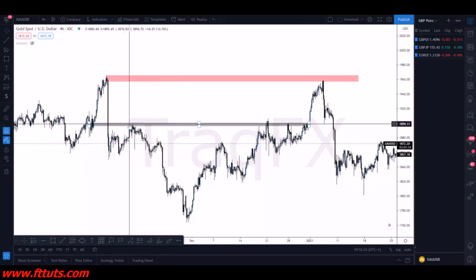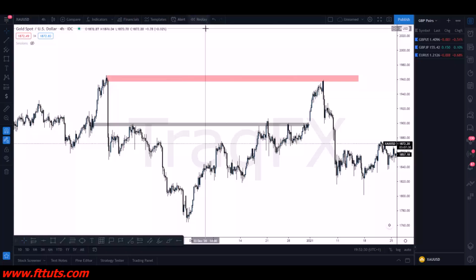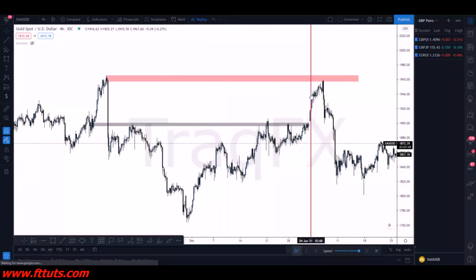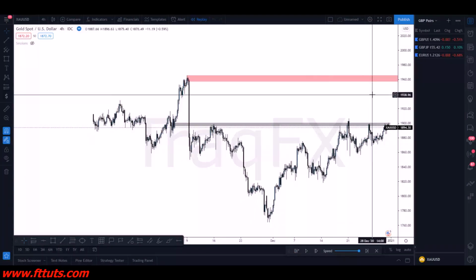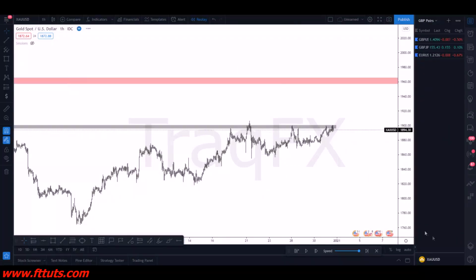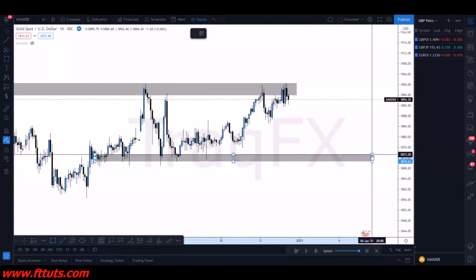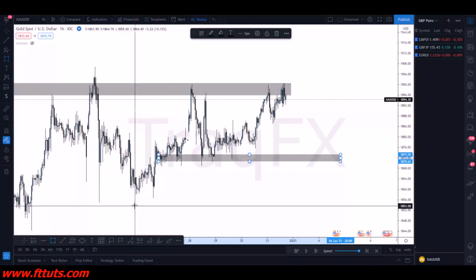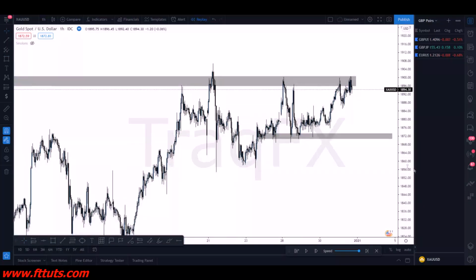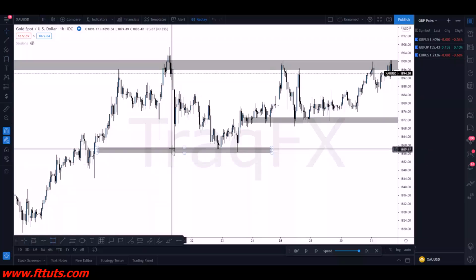There's a test of resistance, another test of resistance, another test of resistance. Now we know that eventually the market will have to break above this resistance in order to take out all that liquidity. Now what we also see is that on the 1 hour time frame, we have more liquidity resting over here. We have a test of support, multiple tests of support, and then even more resting over here. We have more money and liquidity resting over here. We have a test of support, another test, another test.